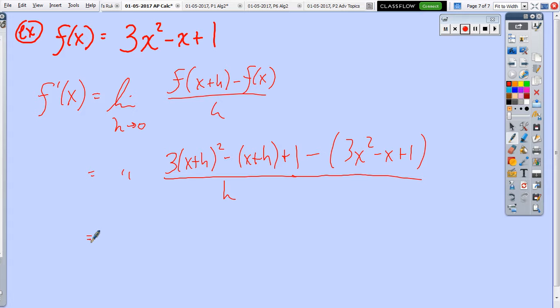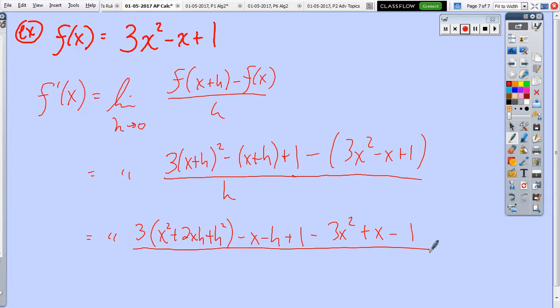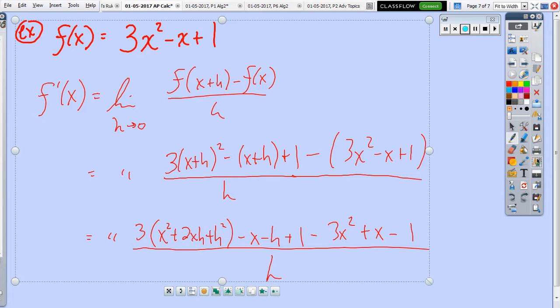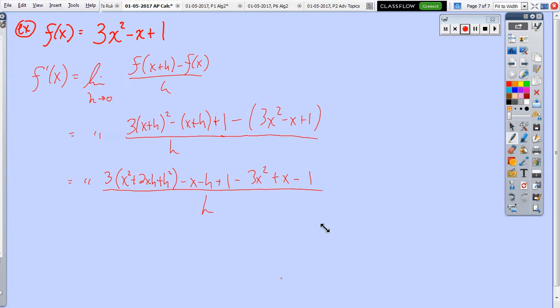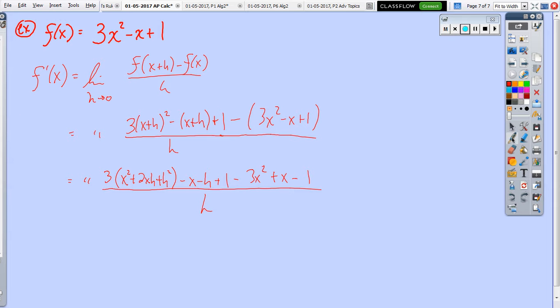So let's go ahead and expand this. The limit of 3 times x squared plus 2xh plus h squared, minus x minus h plus 1, minus 3x squared plus x minus 1, all over h. And then we just FOIL it, and take the limit as h approaches 0.